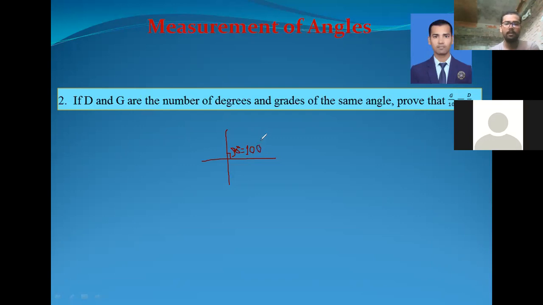100 grade. According to this fact, this is the measurement of the same angle. 90 and 100 are the measures of the same angle. In the same way, the question is given to us. This is the measurement of the same angle, and we need to prove that G by 10 is equal to D by 9.